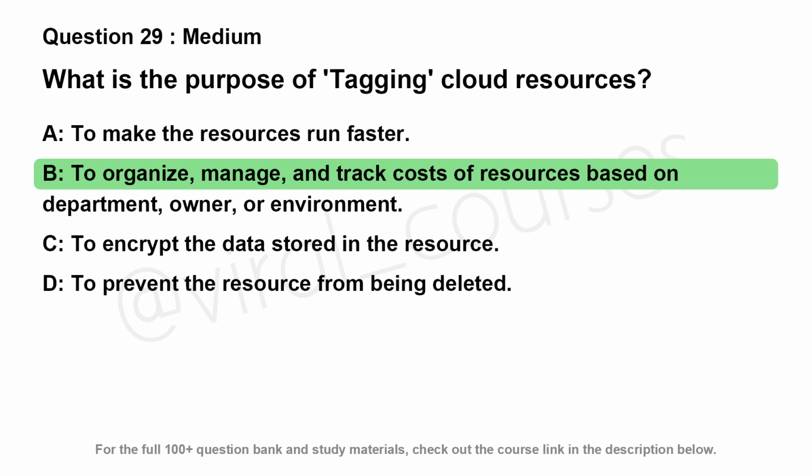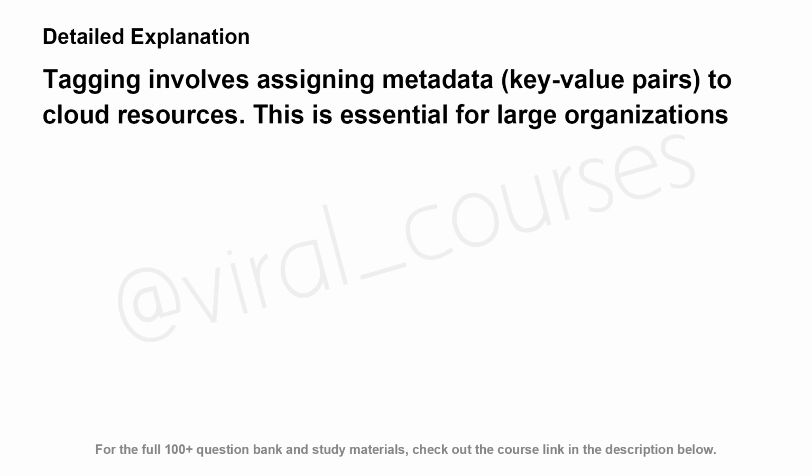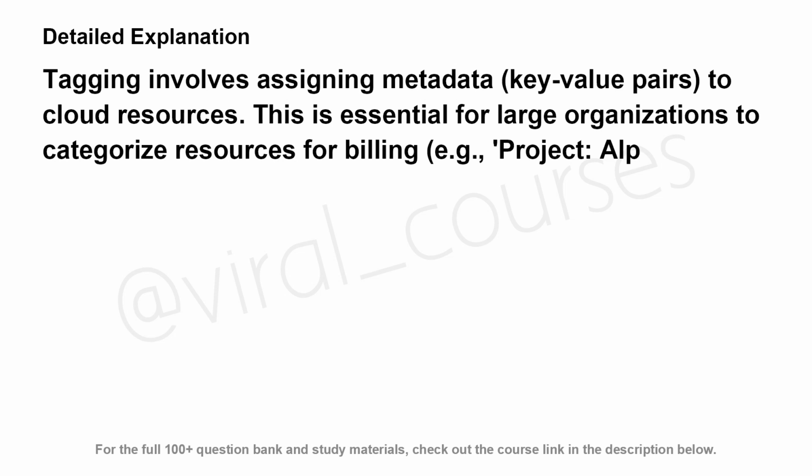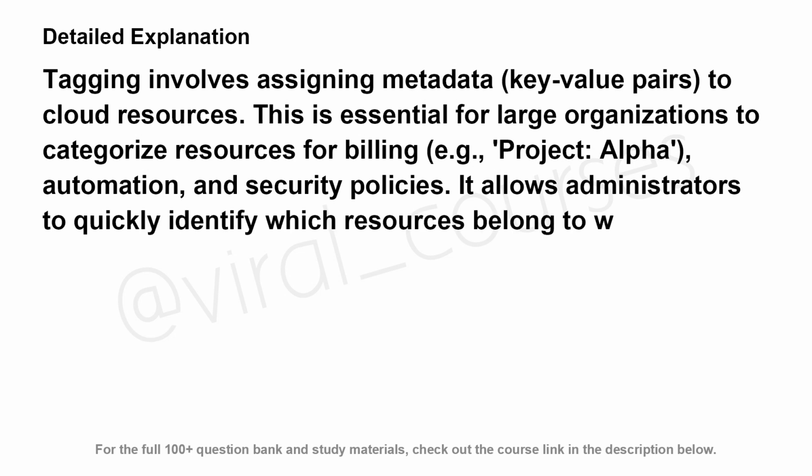The correct answer is B. Tagging involves assigning metadata, key-value pairs, to cloud resources. This is essential for large organizations to categorize resources for billing, e.g., project: alpha, automation, and security policies. It allows administrators to quickly identify which resources belong to which team or environment.